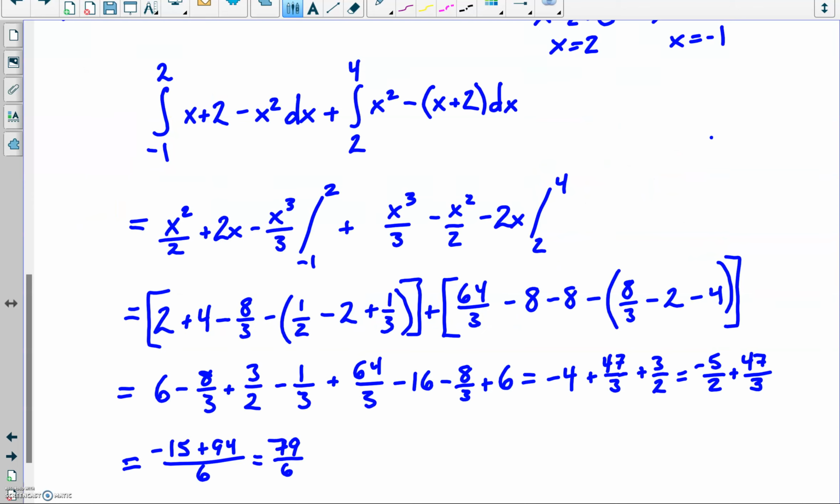And after you've worked that out, and I did a lot of this by hand, obviously, you end up with 79/6.